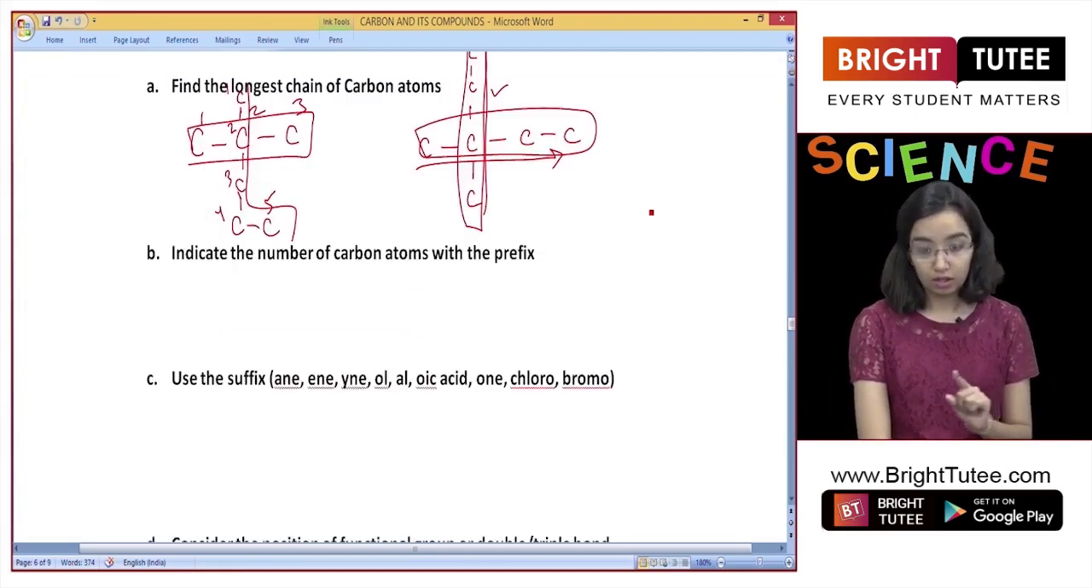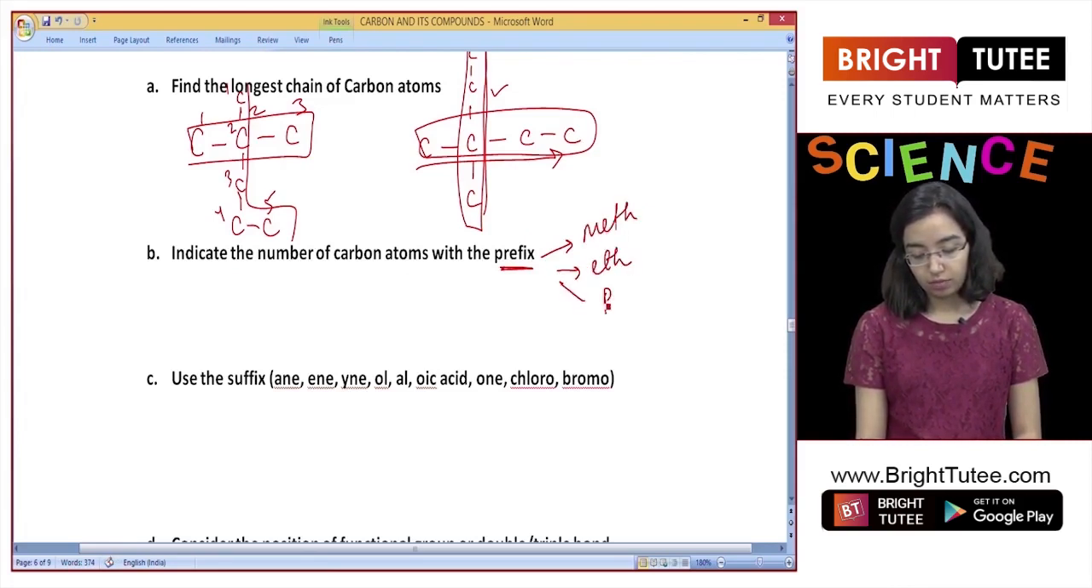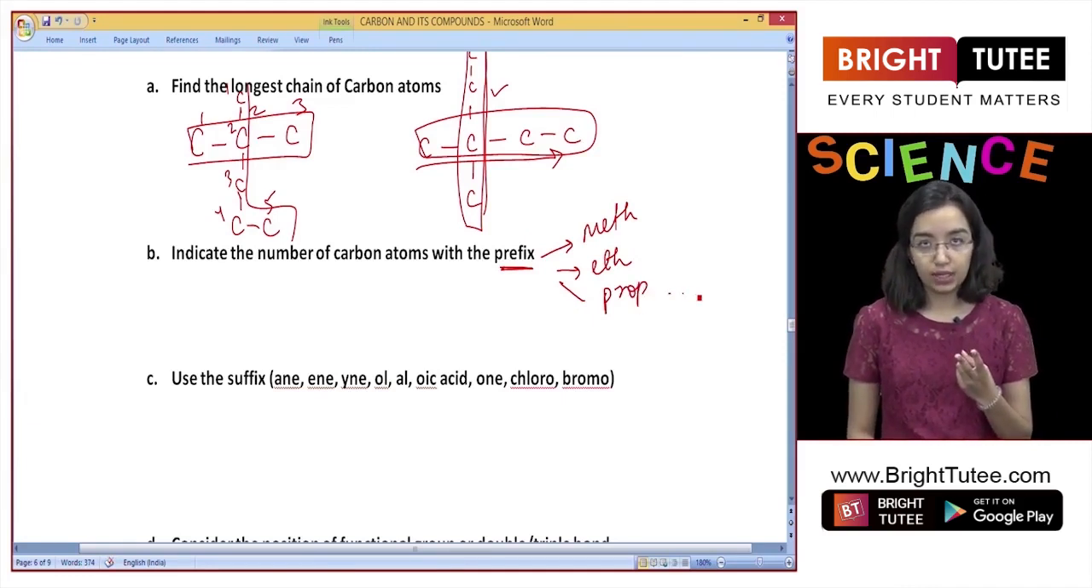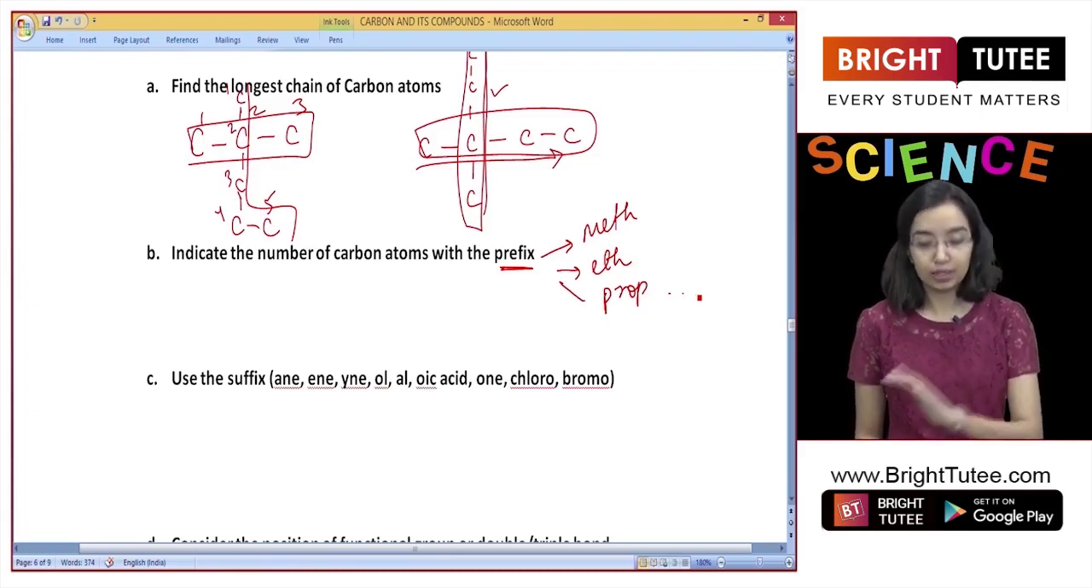Right? So first we find the longest chain. Then we indicate the number of carbon atoms with a prefix. The prefix here implies meth, eth, prop, and so on. Right? So for 1 we use meth, for 2 we use eth, for 3 we use prop, for 4 but, for 5 pent, for 6 hex, and so on.